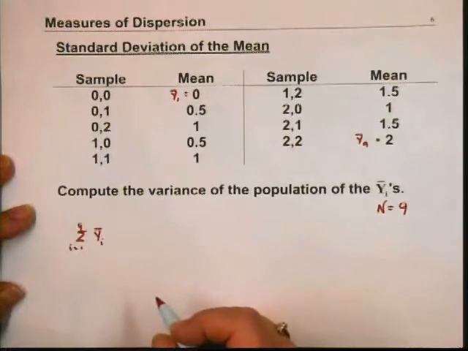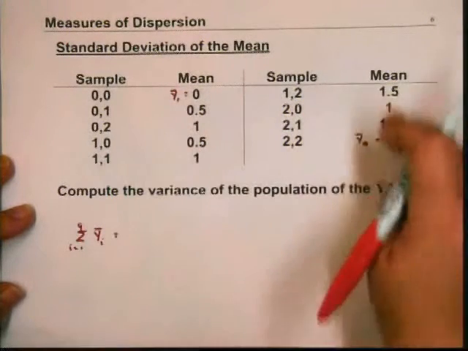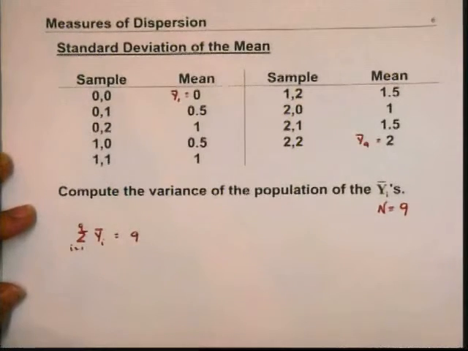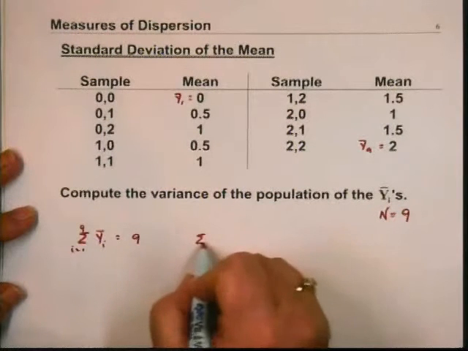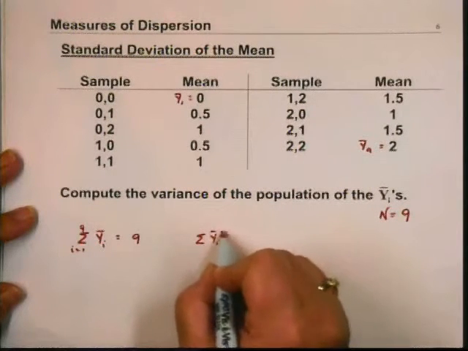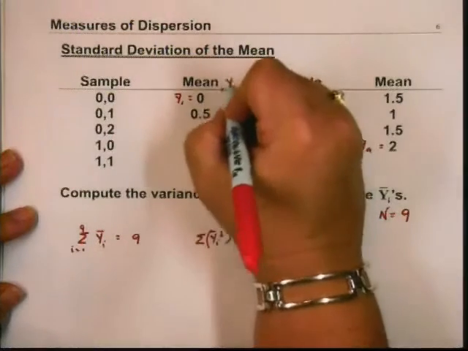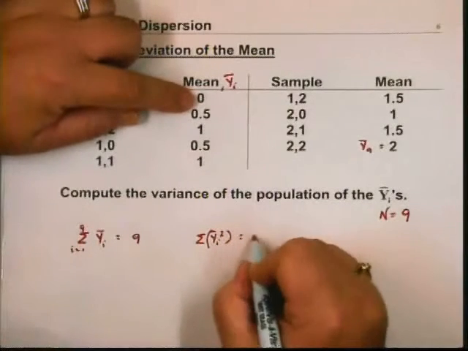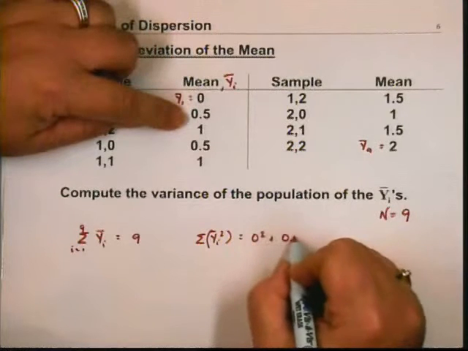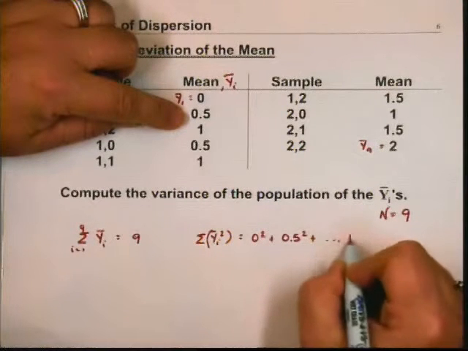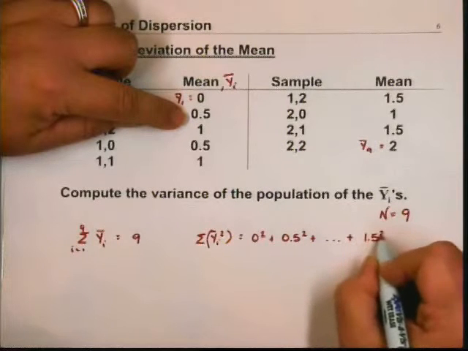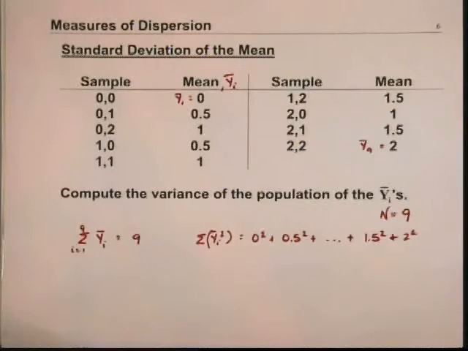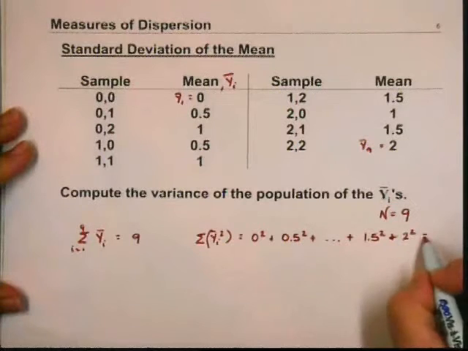The sum of the y-bars, add all these guys up. The sum of the y-bars is equal to 9. The sum of the squared y-bars: that means I'm going to take 0 squared plus 0.5 squared up through the last ones, 1.5 squared plus 2 squared. When I add all these squared values up, I have 12.